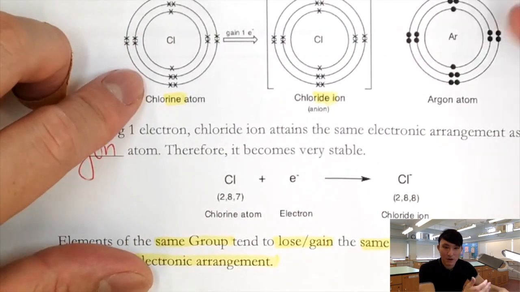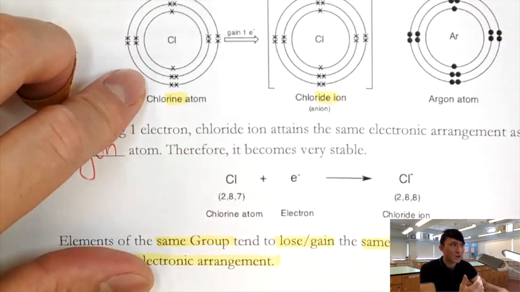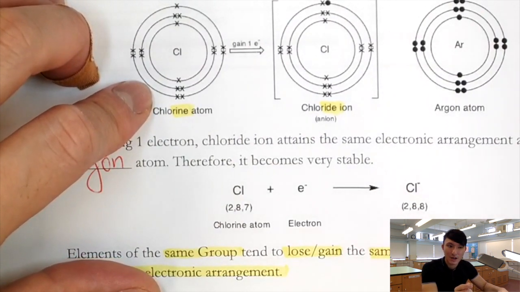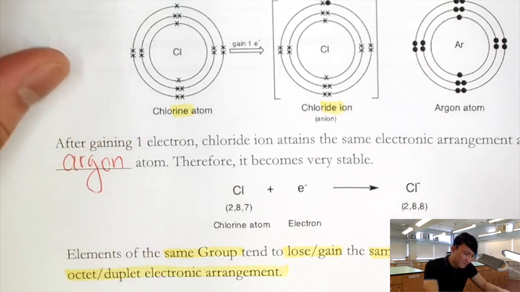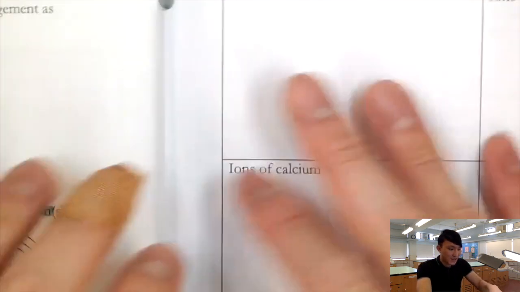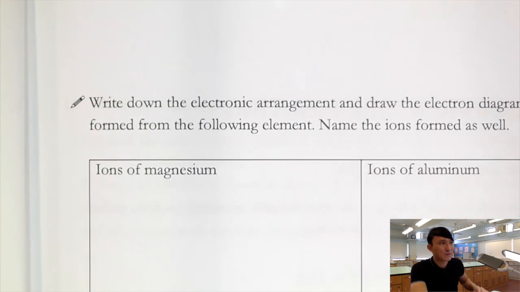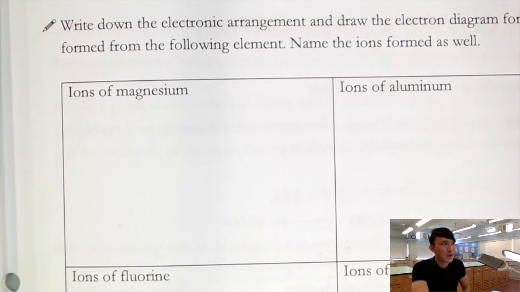Same idea goes for group 7, right? All the group 7 elements, they will gain 1 electron to form ions with 1 negative charge. This is the idea. So now on the right hand side here, we have some practice questions. Again, we are going to draw some electronic arrangement, but this time they are talking about the ions.